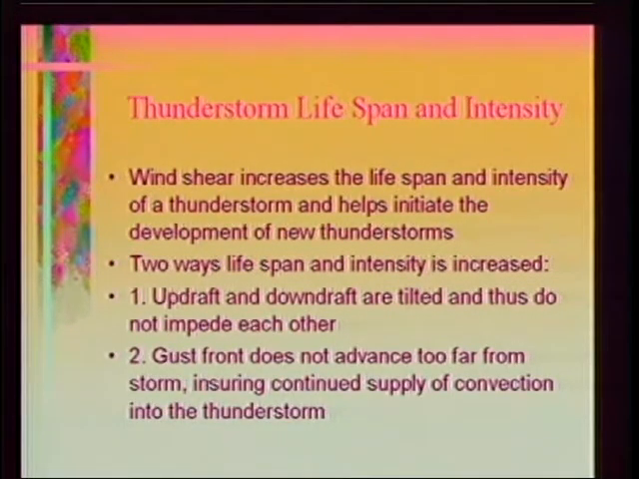So, summarizing the thunderstorm lifespan and intensity. Wind shear increases the lifespan and intensity of a thunderstorm and helps initiate the development of new thunderstorms. Two ways the lifespan and intensity are increased: one, the updraft and downdraft are tilted and thus do not impede each other. Two, the gust front does not advance too far from the storm, ensuring a continued supply of warm moist air into the updraft of the thunderstorm.